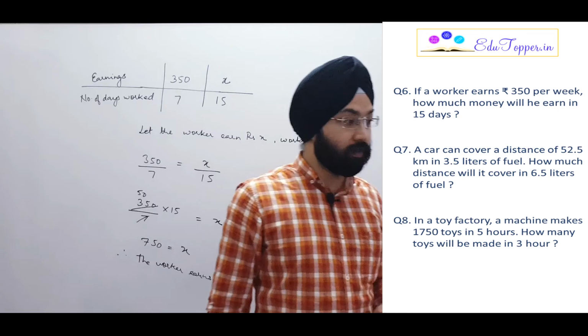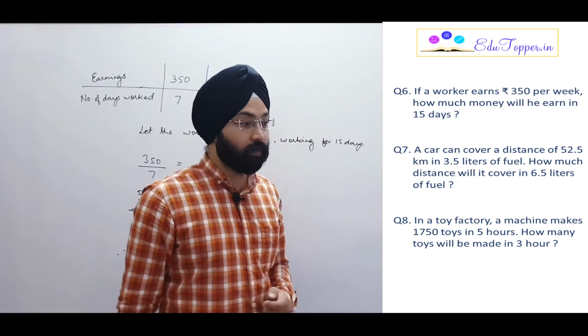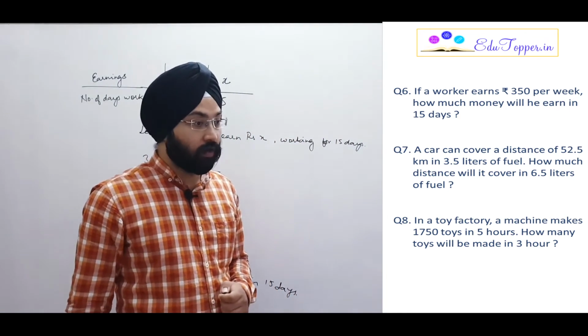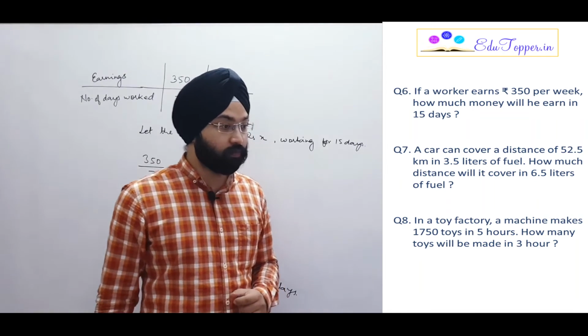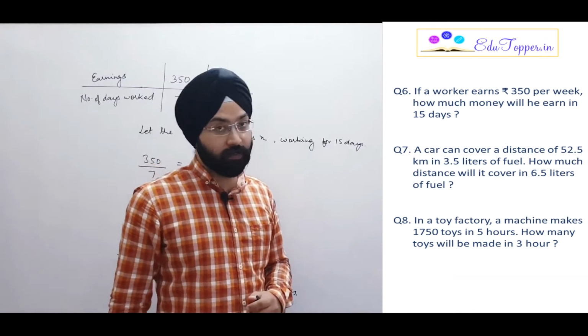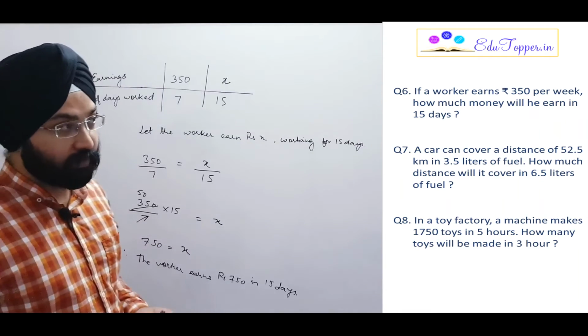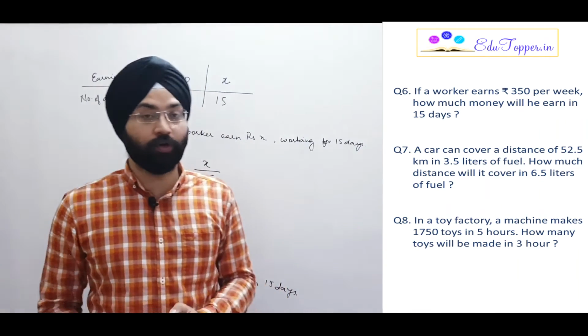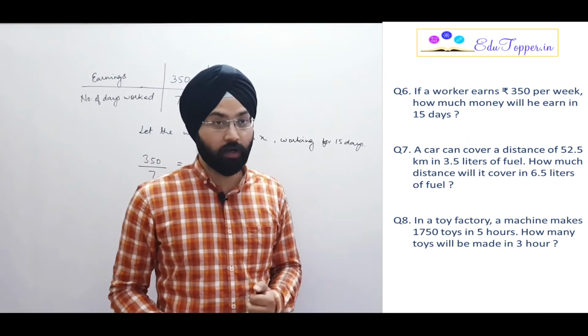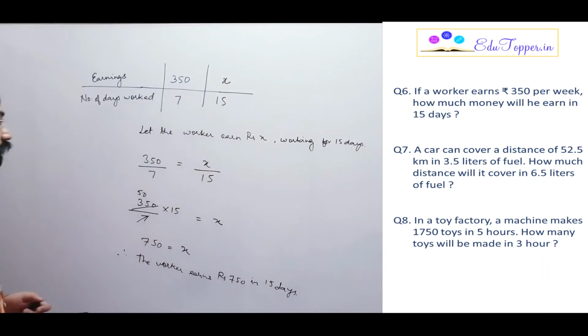A car covers a distance of 52.5 kilometers in 3.5 liters of fuel. How much distance will it cover in 6.5 liters of fuel? So this is also an example of direct variation. The more fuel you put in your car, the more distance it will cover, right? The lesser the fuel, the lesser the distance.